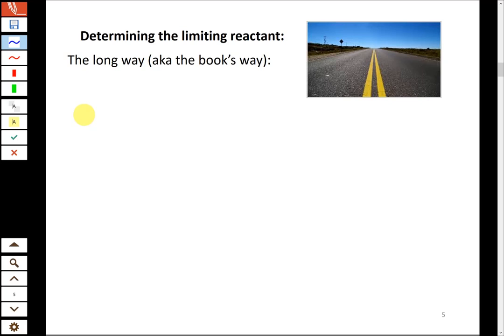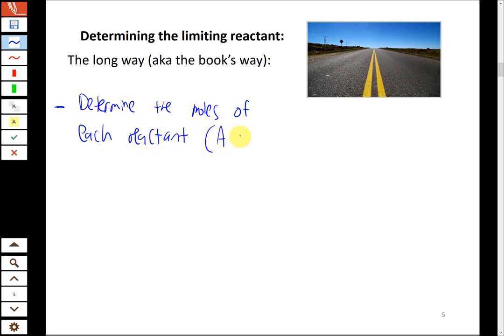The way that your book does it, I'll just describe in words, and I'm actually going to do it numerically. I like my approach a little bit better. It's really a similar amount of work, but I think there are some advantages to the way that I do it. What the book does is it goes through a couple different approaches. Typically what you'll do is determine the moles of each reactant. The way that the book describes it works, so if you like it, go ahead and use it. I'm not going to say it's wrong or anything.